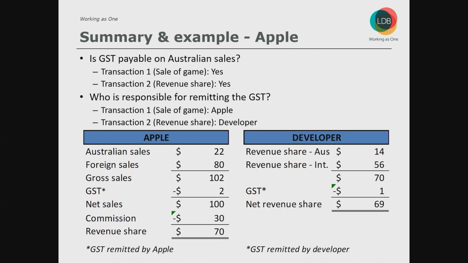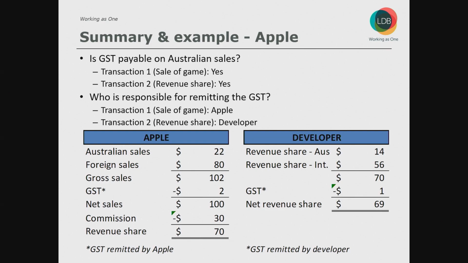So using the gross sales example of $102, which is made up of $22 of Australian sales and $80 of foreign sales, you can see that Apple Australia is responsible for remitting the $2 of GST, which is collected on the Australian sales to the ATO. So they collect $102 from all the users, they remit $2 of GST to the ATO, and they're left with $100 in their pocket. Apple will then take their overall commission of 30%, again, just a figure, from those net sales. They'll retain that and pay you the balance of $70.